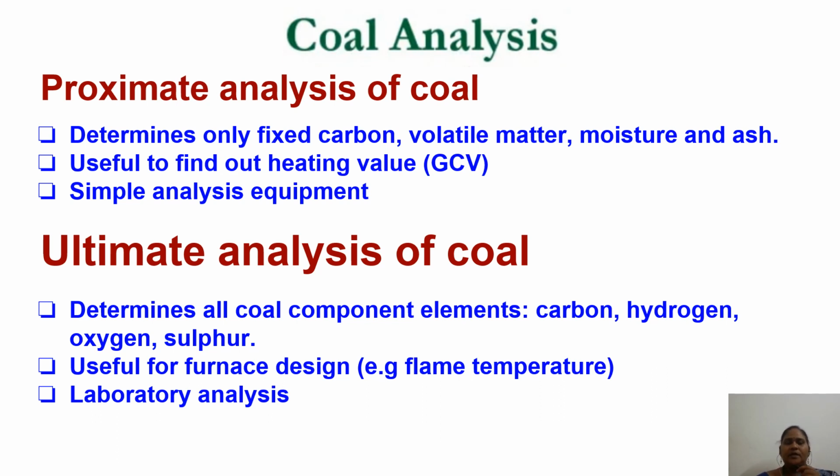It is useful to find out the heating value, that is, gross calorific value, and it uses simple analysis equipment. The ultimate analysis of coal determines the components including carbon, hydrogen, nitrogen, sulfur and oxygen. It's useful for furnace design and is meant for laboratory analysis.